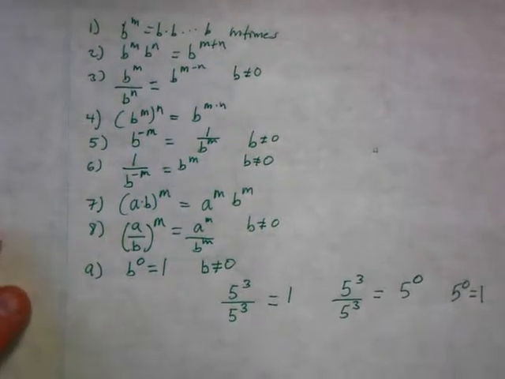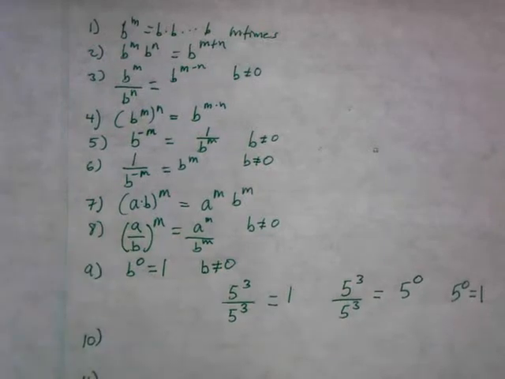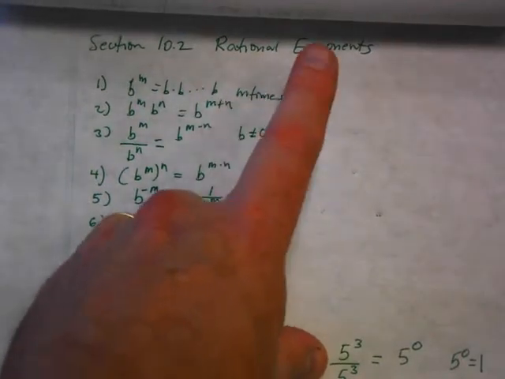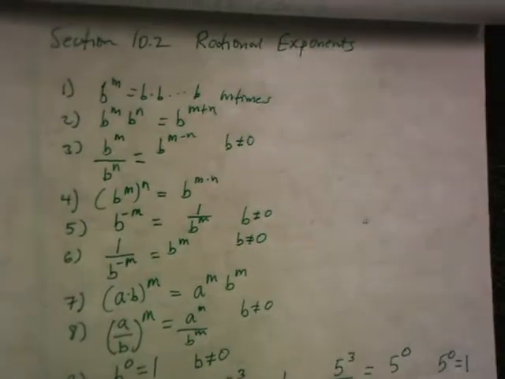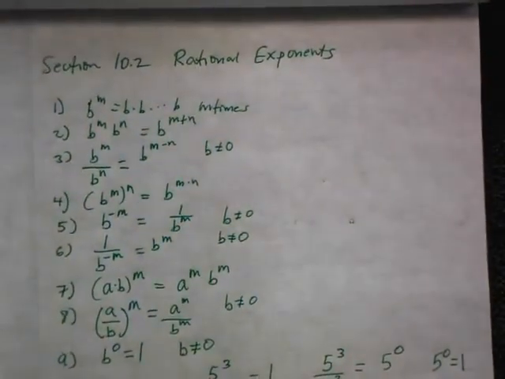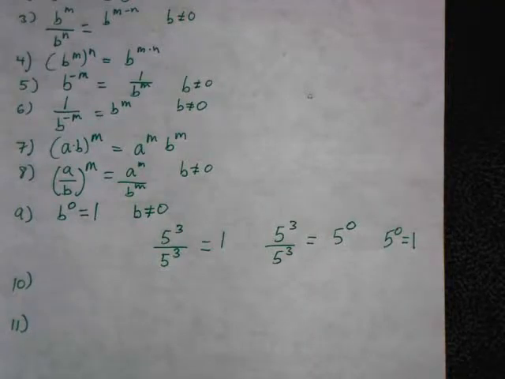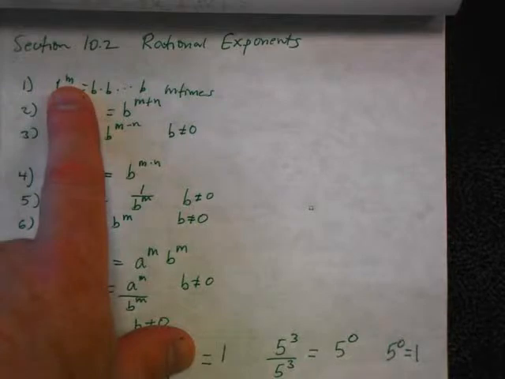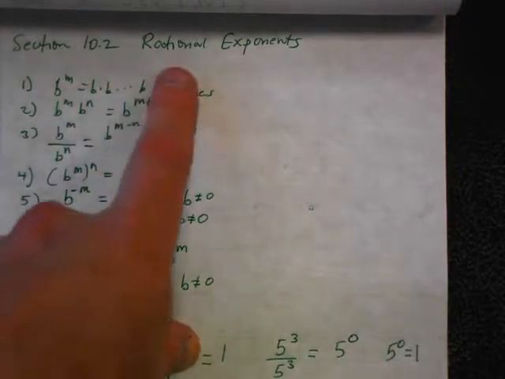Today, we're going to have 2 new rules. We'll have 10 and 11, and that'll be all of our rules for exponents. The title of this section is Rational Exponents. What's a rational number? What does rational mean? These rules that we had were all for integer. No, these were even better. These were counting numbers. M and N were numbers like 1, 2, 3, 4, 5. What are rational numbers?